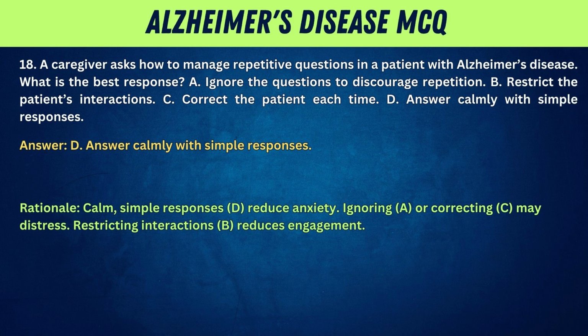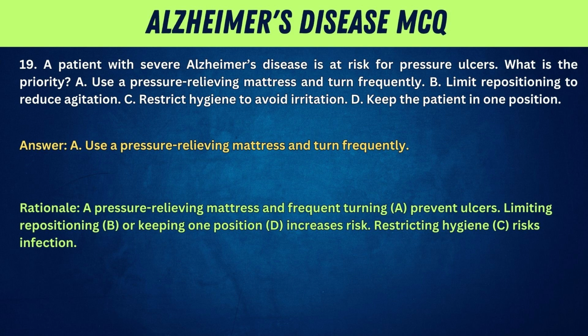Reduces engagement. 19. A patient with severe Alzheimer's disease is at risk for pressure ulcers. What is the priority? A. Use a pressure-relieving mattress and turn frequently. B. Limit repositioning to reduce agitation. C. Restrict hygiene to avoid irritation. D. Keep the patient in one position. Answer. A. Use a pressure-relieving mattress and turn frequently.